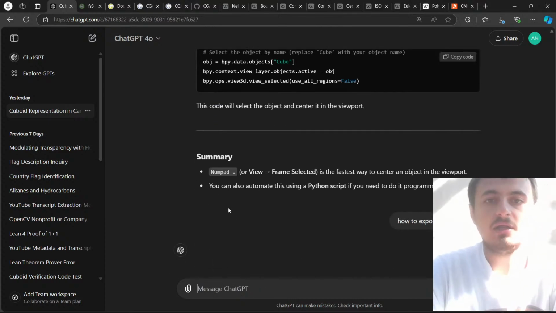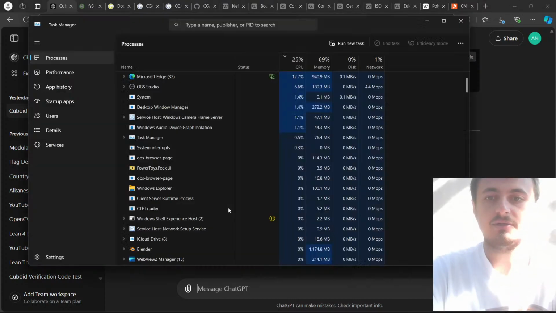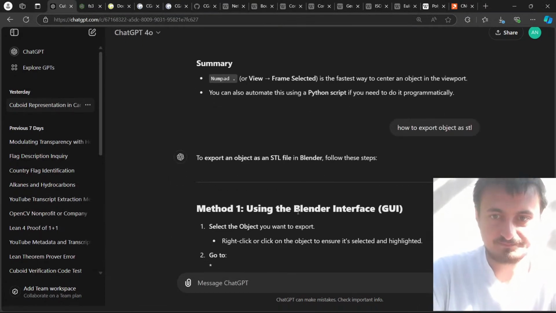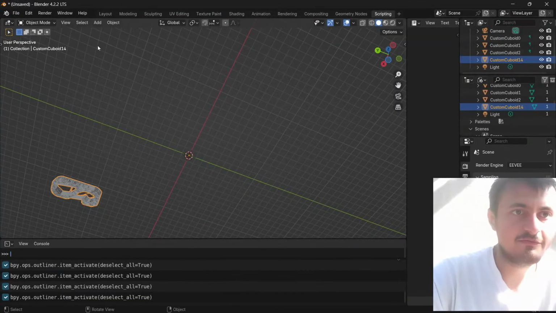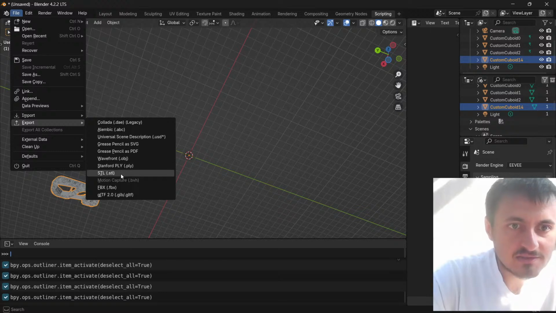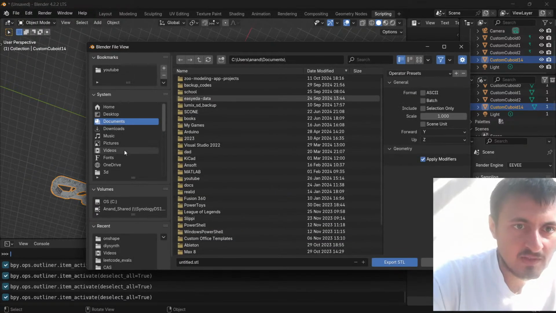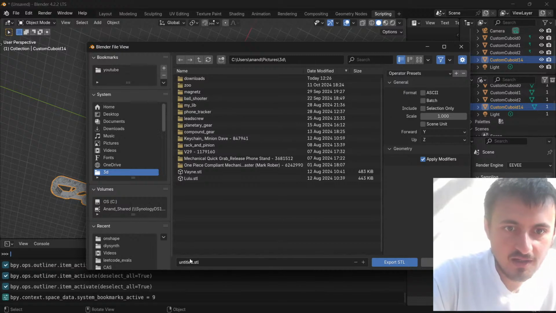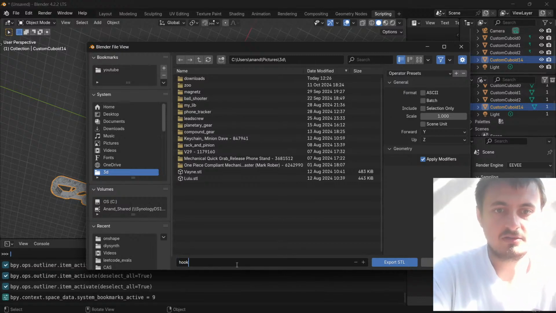Please, Blender. Please, Blender. You can do it. File. Export. STL. 3D. Hook.